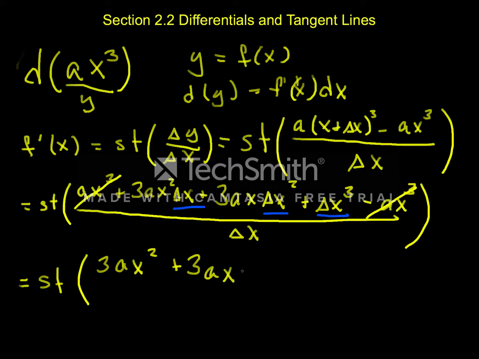Now I've got a squared, so only one of those canceled, plus delta x squared. And now we can calculate the standard part, because 3ax squared is a real number, whereas here we've got our infinitesimals, so the standard part of these two pieces is 0. So finally we can say that the standard part, which is our derivative, is equal to 3ax squared.